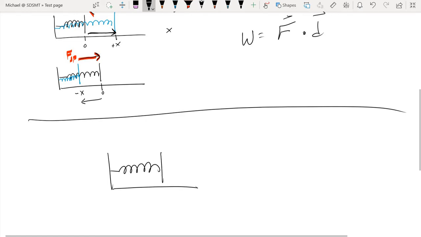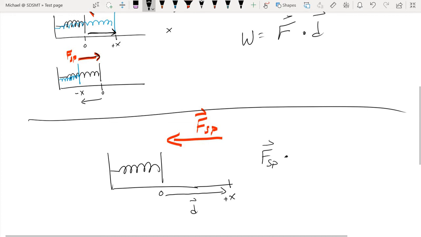So we will once again go with the stretching scenario. We want to displace our spring from equilibrium out to some positive x value. As we do that, the spring force will counter by pointing in the opposite direction. Now, our displacement vector is pointing to the right. Our spring force is pointing to the left.